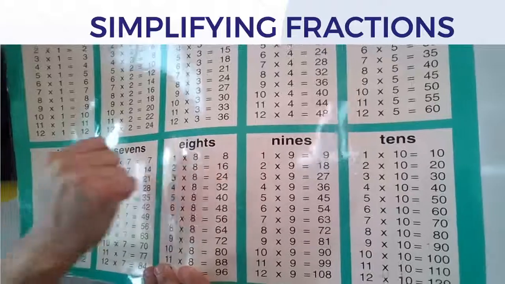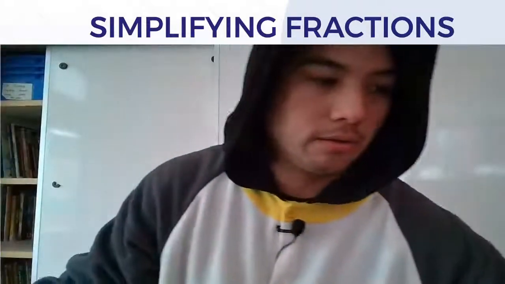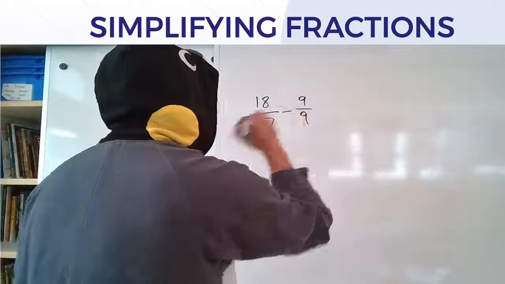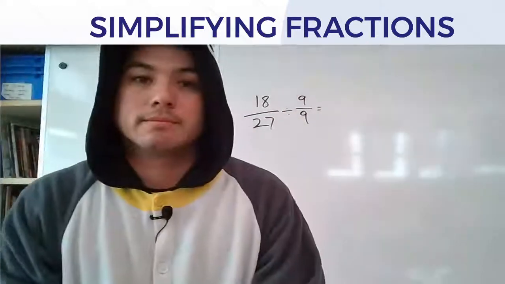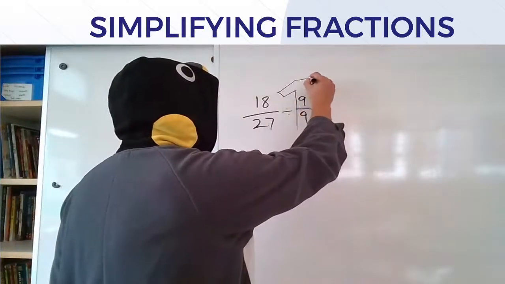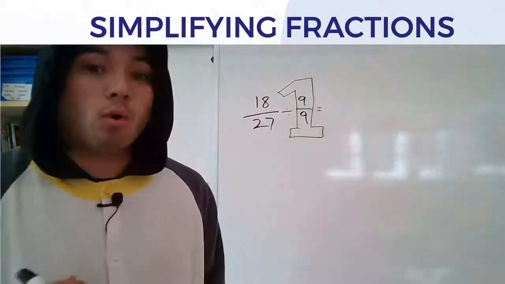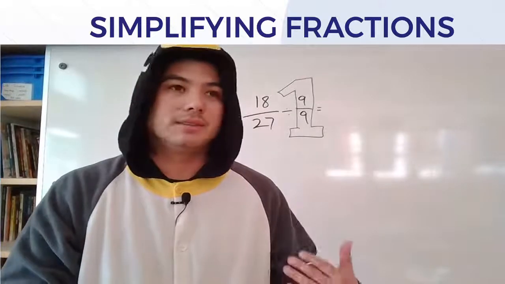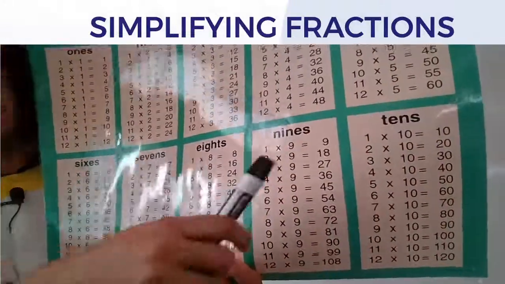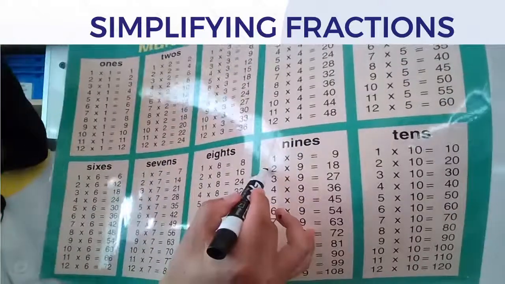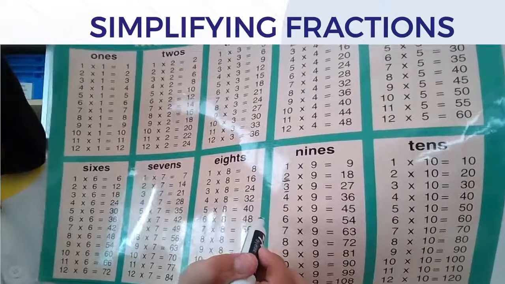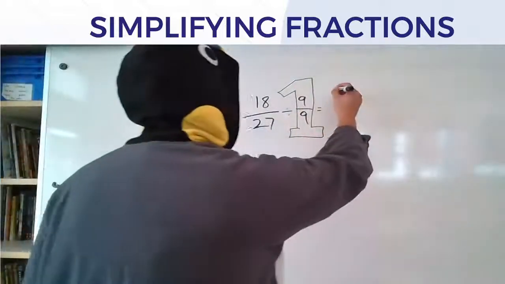So we're going to use that 9, and we're going to use our equivalent of 1 with our 9. So we're going to divide by 9/9. Okay? And when we divide by 9/9, remember, that's dividing by 1, so we're not changing our value in any way. It's still going to be some version of 18/27. Now let's take a look at our multiplication table again. 18 divided by 9 equals 2. 27 divided by 9 equals 3.